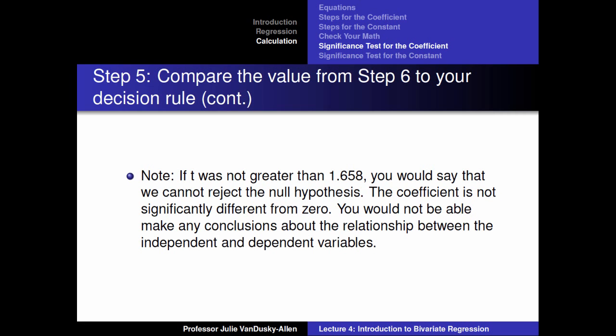Also note that in the test we just ran, if the score we calculated was not greater than 1.658, then we would have said that we cannot reject the null hypothesis. The coefficient is not significantly different from 0. We would not be able to make any conclusions about the relationship between the independent and dependent variables.